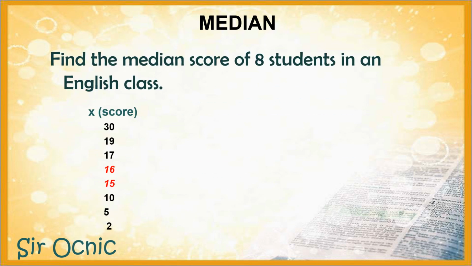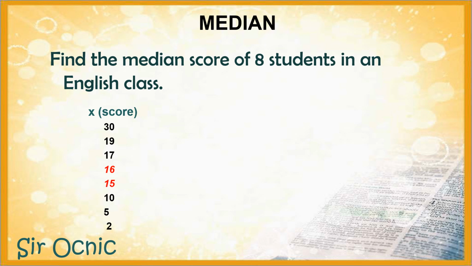Find the median score of 8 students in an English class. For example, the scores are 30, 19, 17, 16, 15, 10, 5, and 2. Unlike our first example, the number of scores in our second problem is equal to 8, which is an even number. In this case, we determine the fourth and fifth data or observation or score from the arranged scores.